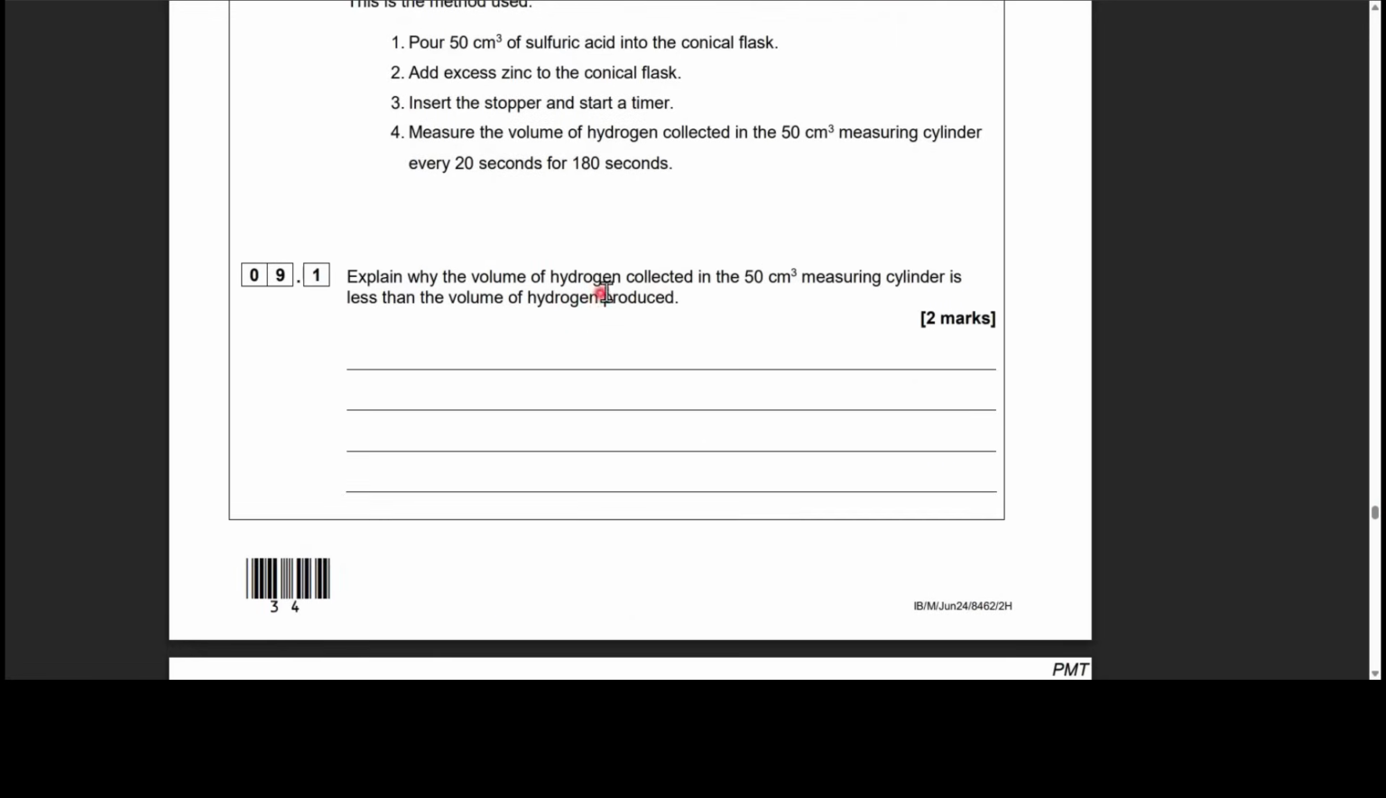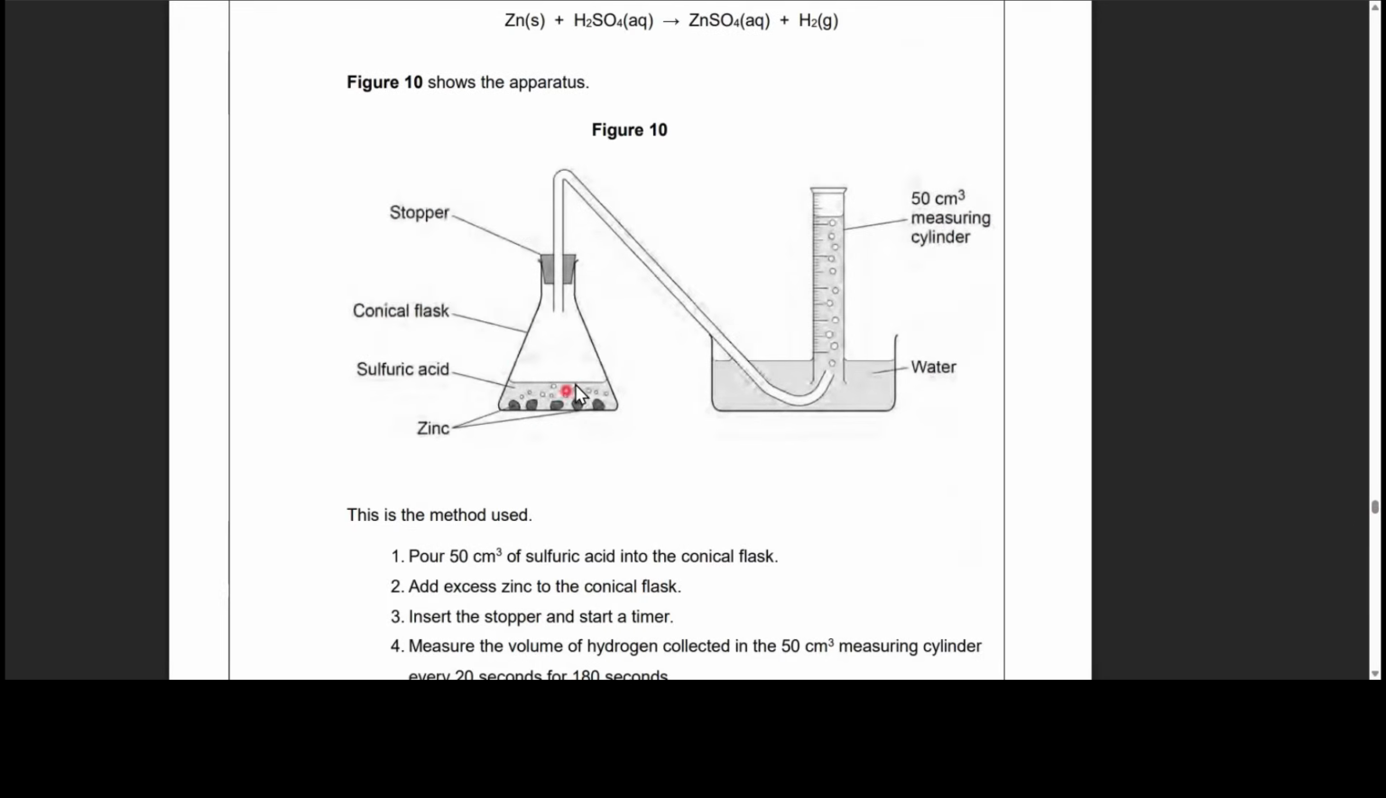Okay. Explain why the volume of hydrogen collected in the 50 centimeter cube measuring cylinder is less than the volume of hydrogen produced. So what do you think happens? The hydrogen is getting given off here. It's coming down here and it's going in here. Why, when we collect the hydrogen gas here, do we not get all of the hydrogen gas that's produced? Think about when they added the zinc to the acid. They can't have had the stopper in. So they've got to chuck the zinc in and then quickly insert the stopper. In that time, some of the hydrogen gas has escaped.